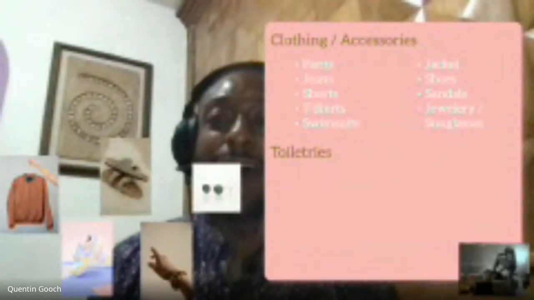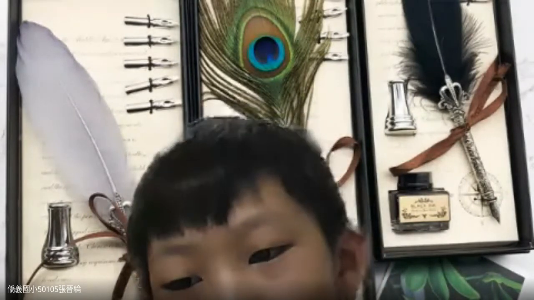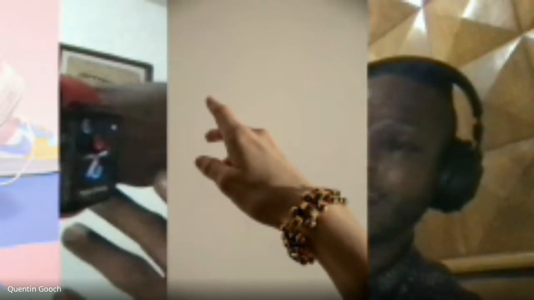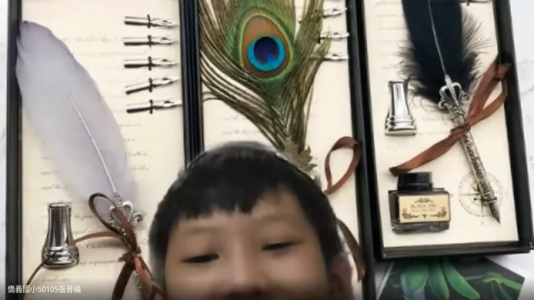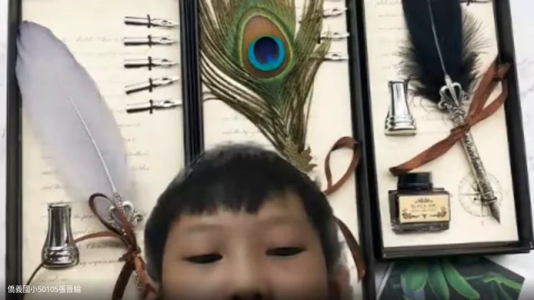Okay. And now, this last one, what do we call these items? Not a watch, because it doesn't have the time. This is a watch because it has the time. Jewelry. Yes, jewelry. Very good. So this one is jewelry.